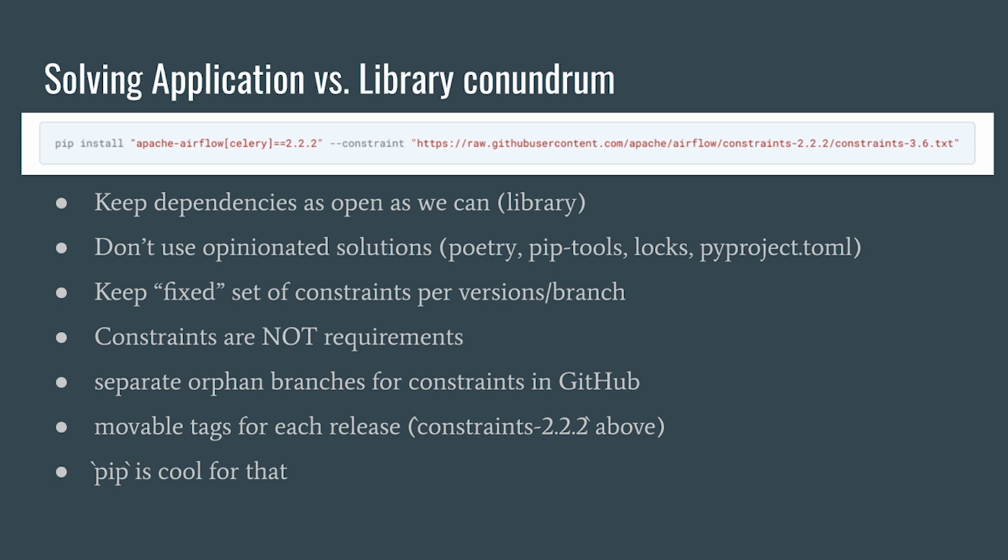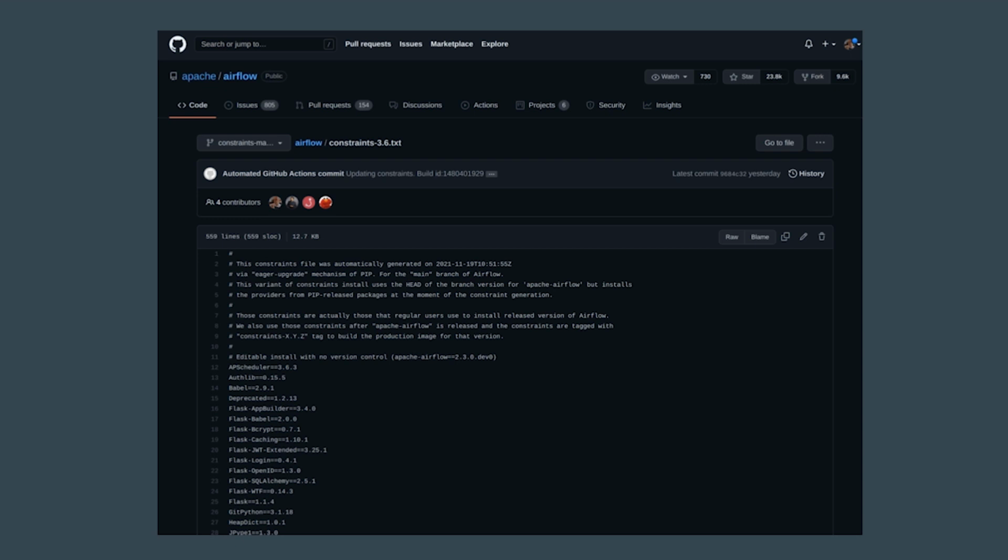They are kept as separate orphan branches. We have some tags in Git. So it's all kept in GitHub, as you can see from this URL. And pip is very cool for that, for actually running those, using the constraint feature to pull the constraint file directly from GitHub. We keep it in a separate branch, and we tag whenever we release the software. So this looks like that.